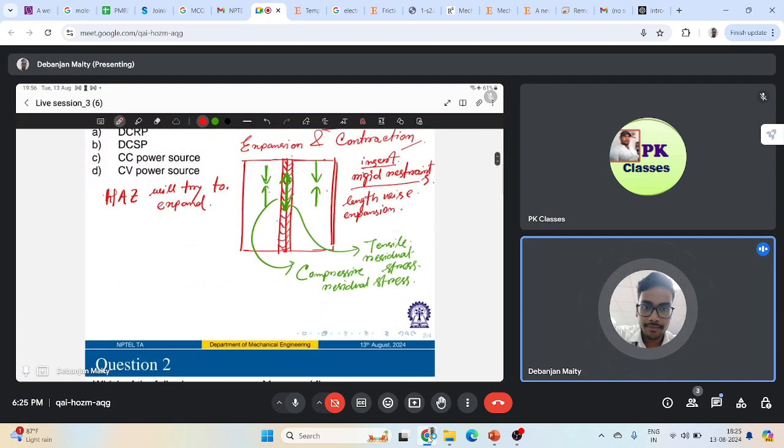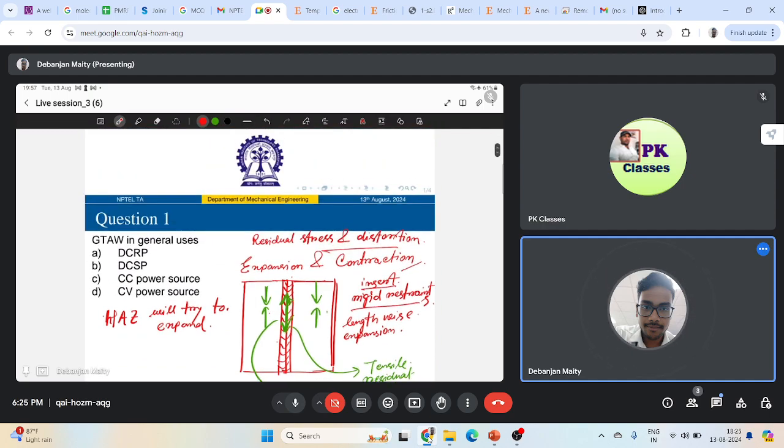And then we will move to this gas tungsten arc welding part. What is that process? What is the basic mechanism of that process? Those things, right? Now in gas tungsten arc welding, let me rub this off.